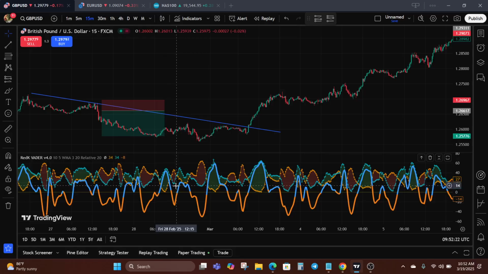So basically, that is it for the VADER indicator. You can consider adding this indicator to your trading toolkit if you like what you see.